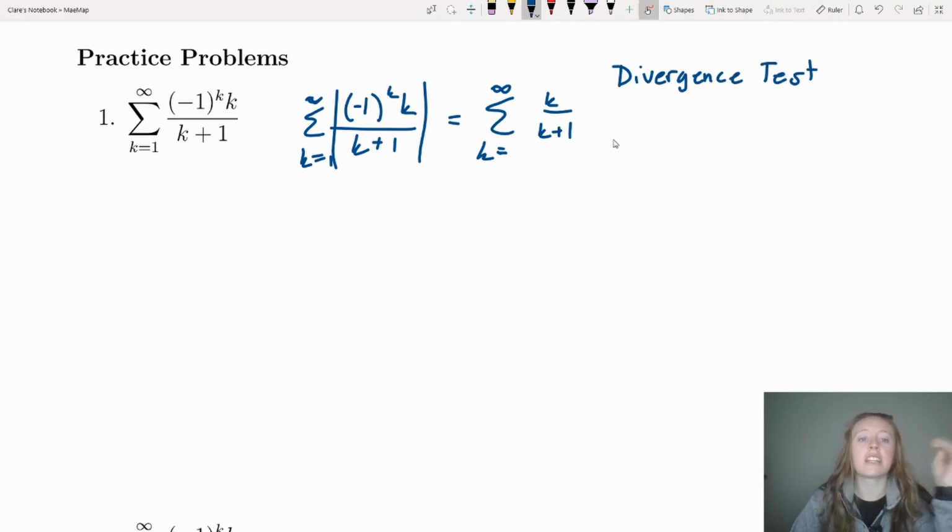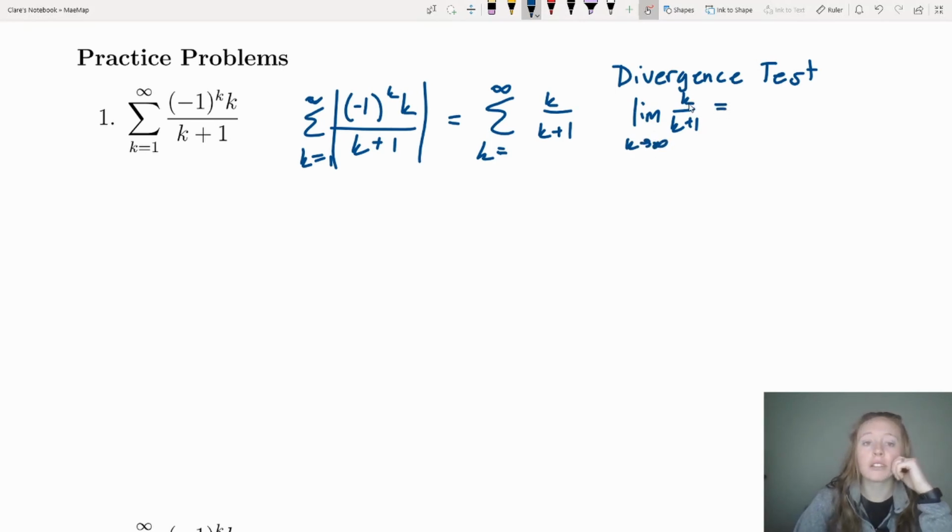all we're going to do is take the limit of what's inside our series. So the limit of k over k plus 1 as k approaches infinity. That's going to equal, well, highest power rule, k to the first over k to the first plus 1. Those coefficients of our k's are 1, so we get 1 over 1, which equals 1. And by the divergence test, that's not equal to 0, therefore, the absolute value of our series diverges.